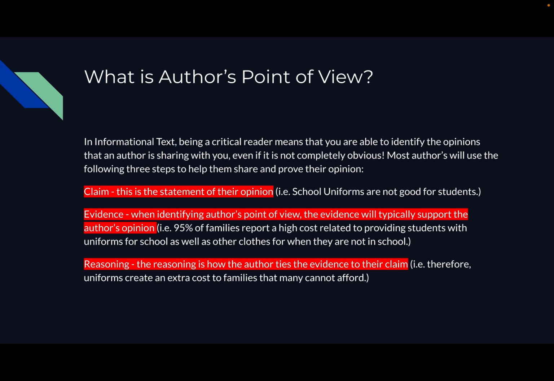And lastly, the reasoning. So the reasoning is how the author ties the evidence to their claim. So after they've shared their opinion, they've given you evidence, they then tie those 2 things together to make sense out of them. So in the example that I'm using here, therefore, uniforms create an extra cost to families that many cannot afford. So it's just making the argument extra strong by explicitly stating how the evidence proves their opinion. Okay, so again, write down the definition of reasoning that's highlighted in red.